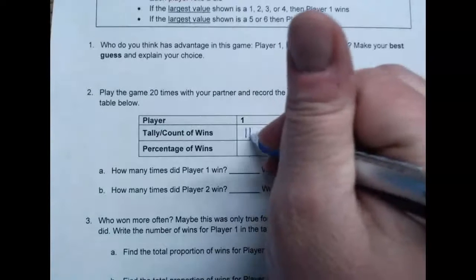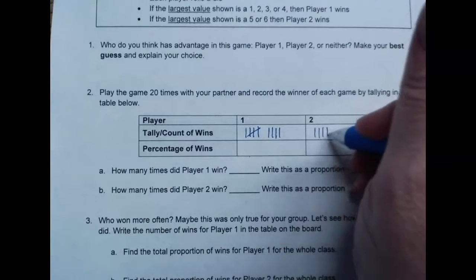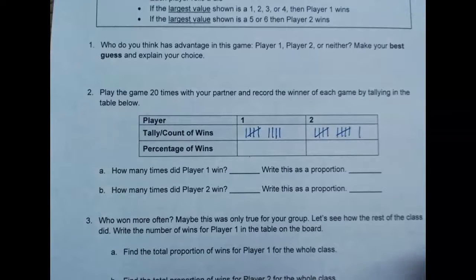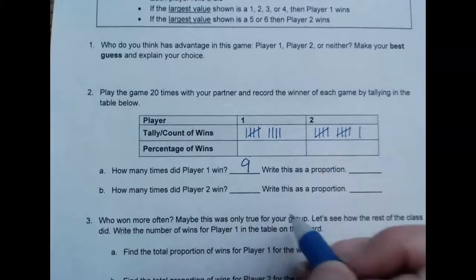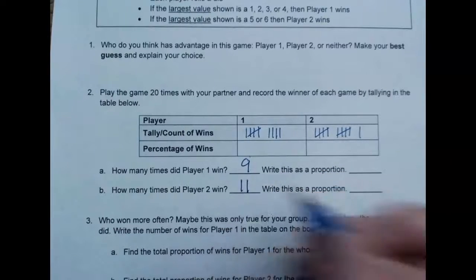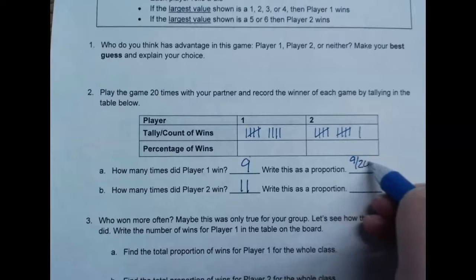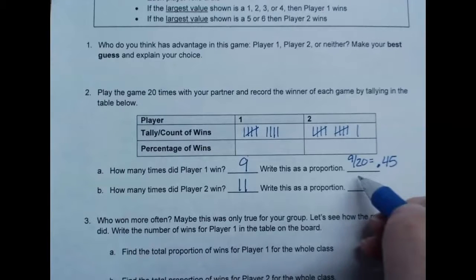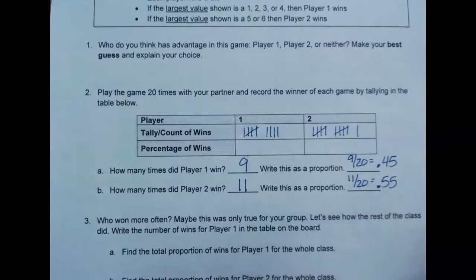So we have player 1 and 2. I played the game 20 times, and player 1 ended up winning 9 times. And player 2 then won 11 times. Okay, so our winning percentage, well, let's talk about these. Player 1 won 9 times, player 2 won 11 times. To find this as a proportion, player 1 won 9 out of 20, which is 0.45. And player 2 won 11 out of 20, which is 0.55.